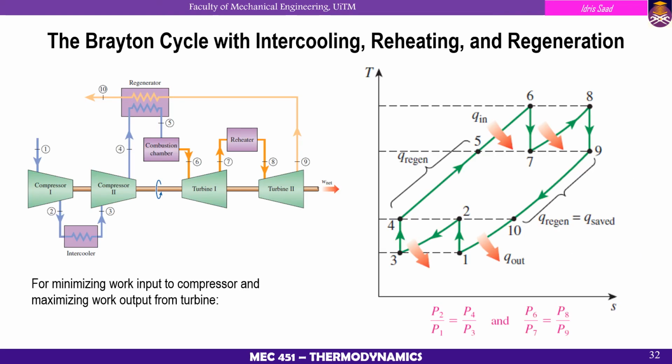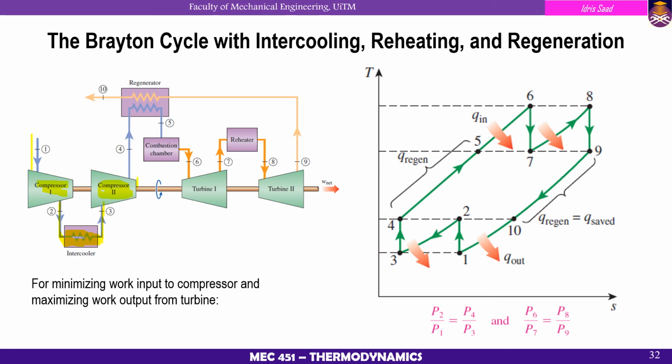Okay, now we move on to the final stage of the gas turbine engine, which is the Brayton cycle with intercooling, reheating, and regeneration. As you can see on this schematic diagram, air is compressed in the first compressor, then it goes into the intercooler. After that, it goes to the second compressor.